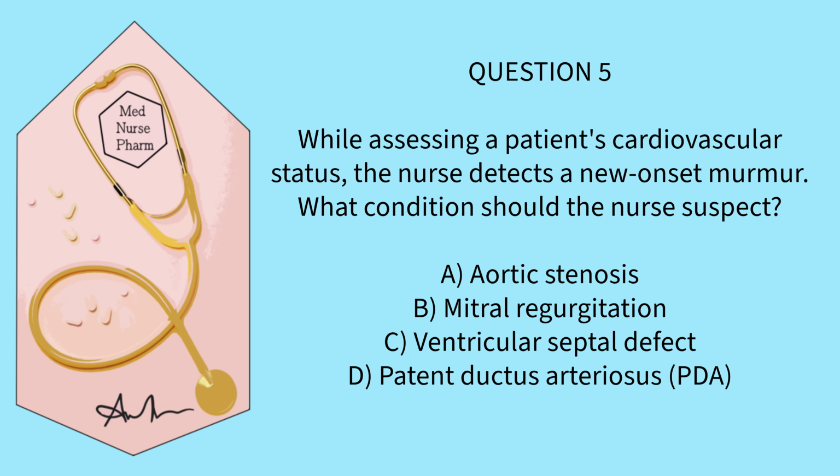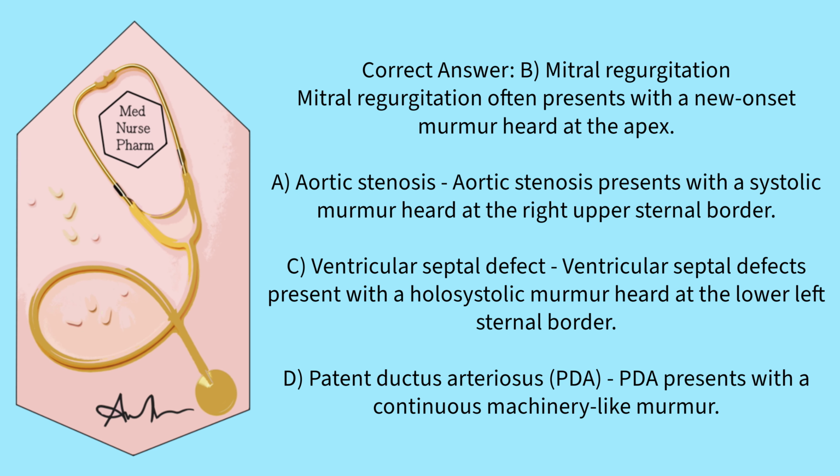Question 5. While assessing a patient's cardiovascular status, the nurse detects a new onset murmur. What condition should a nurse suspect? Aortic stenosis, mitral regurgitation, ventricular septal defect, PDA. Pause the video and select your answer. If you chose option B, you are correct. Mitral regurgitation. Mitral regurgitation often presents with a new onset murmur heard at the apex.